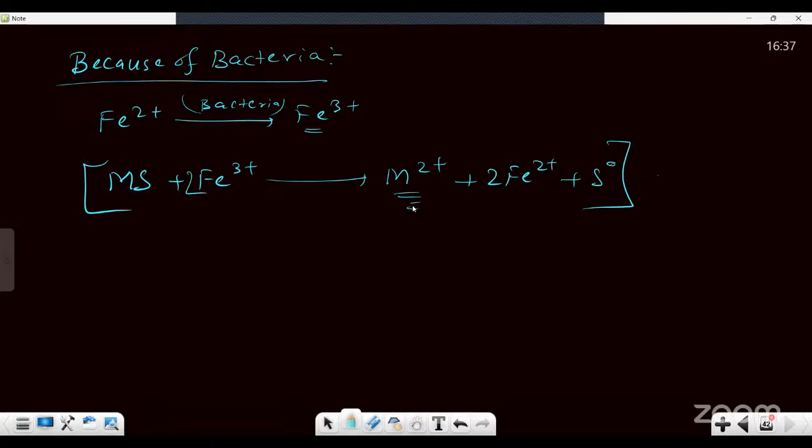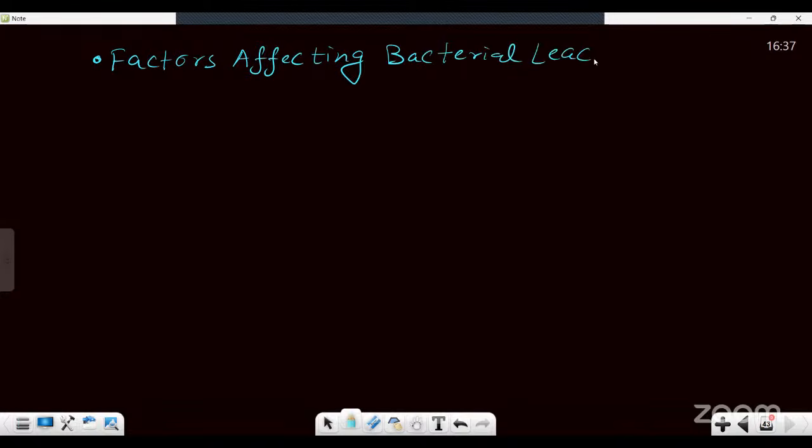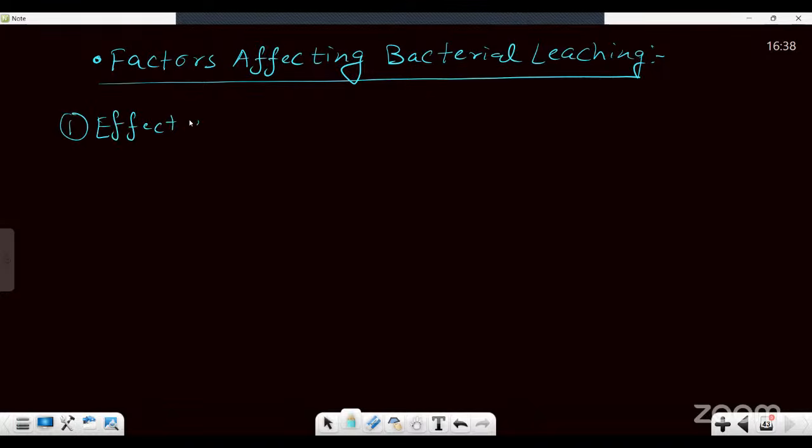Now, factors affecting bacterial leaching. There are certain factors which will affect the bacterial leaching overall. So we will have to talk about those factors now. So you see, bacterial leaching is what? Like I said, these are nothing but bacteria. So there is going to be effect of temperature. Very important, effect of temperature.